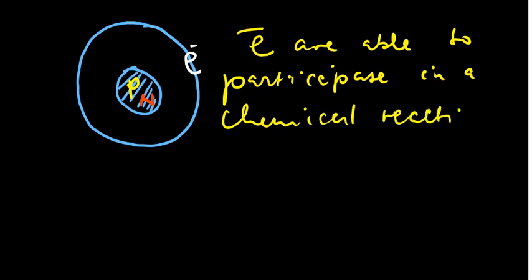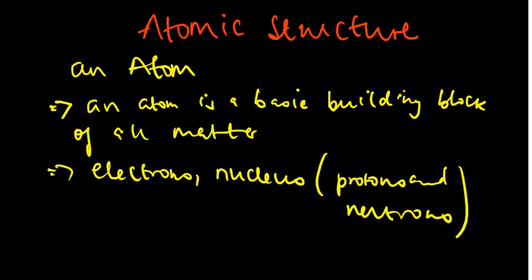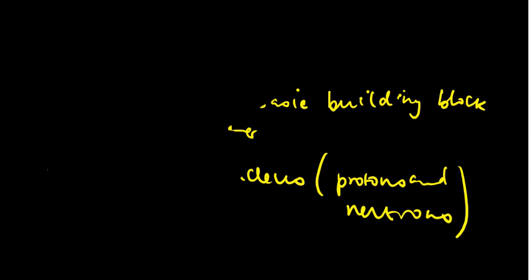Okay, so whenever you see any chemical reaction, you must remember that it's only electrons that are actually able to participate in these chemical reactions. Okay, so our next objective is actually going to be talking about the difference between an atomic shell and an atomic orbital.